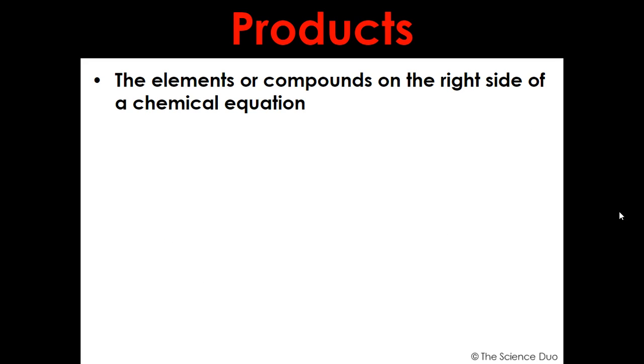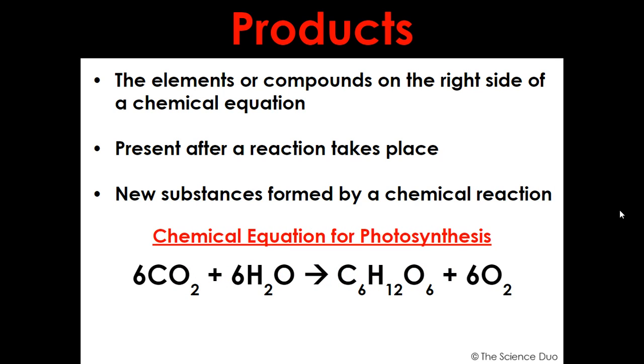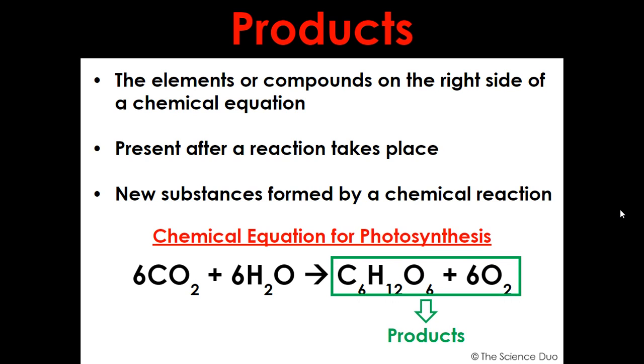What are the products? The products are the elements or compounds on the right side of a chemical equation. It's what we end up with after the chemical reaction occurs. It's present after a reaction takes place. New substances formed by a chemical reaction. So this is the result. You notice the products here highlighted in green are the sugar plus 6 molecules of oxygen. C6H12O6 is a sugar. The sugar that we intake is C12H22O11, I'm pretty sure, so don't quote me on that one.